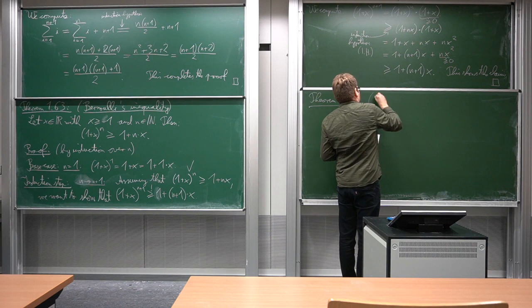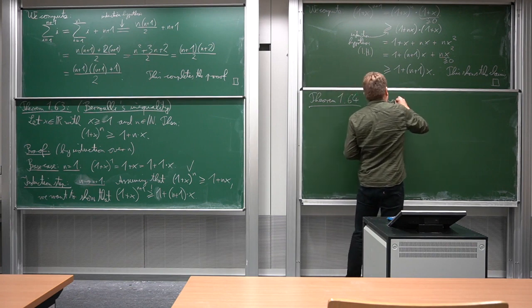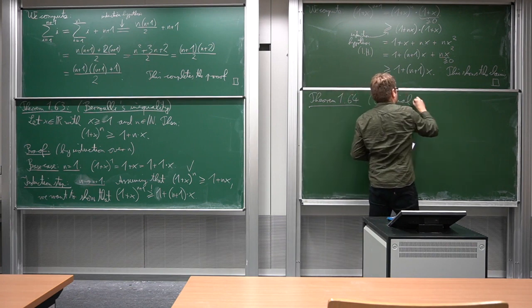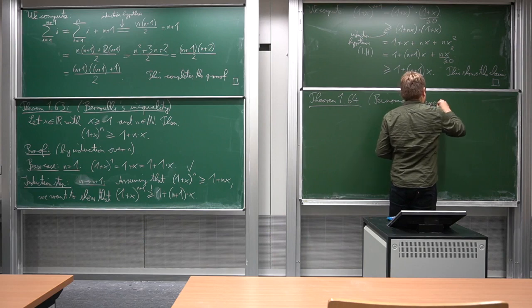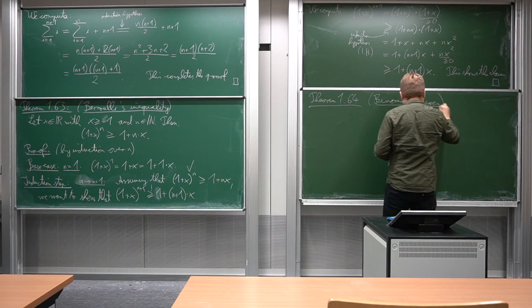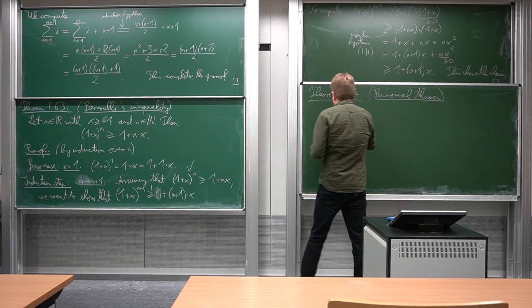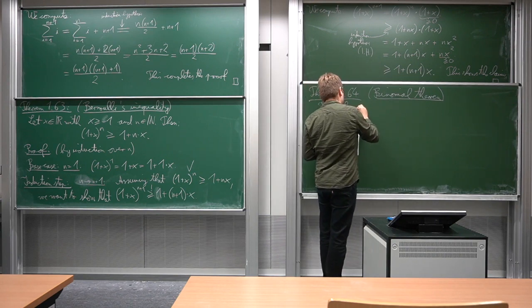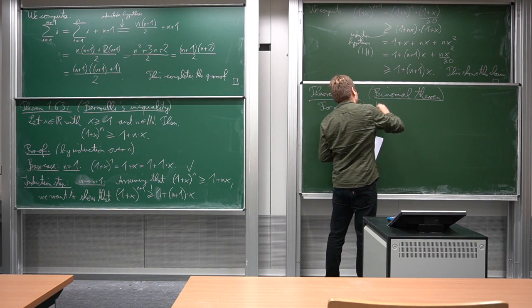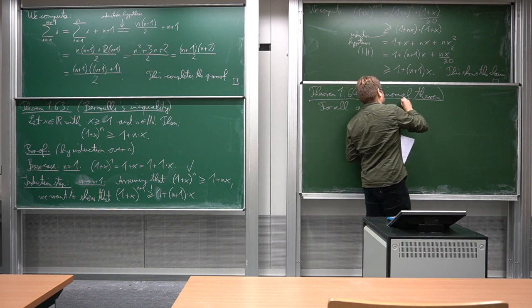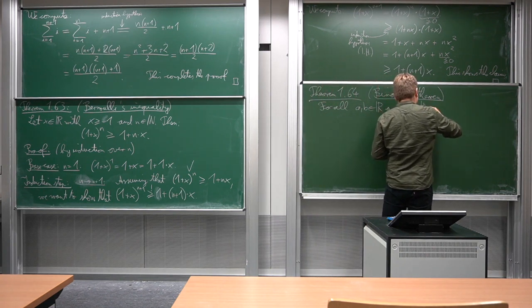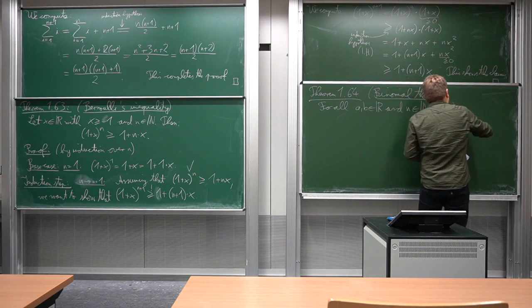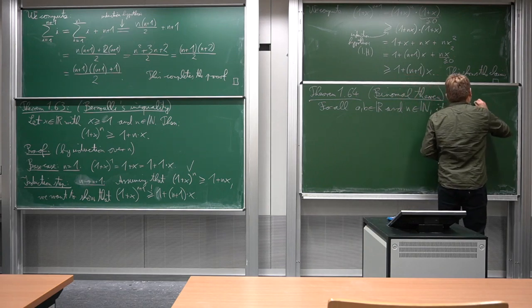Theorem 164, the binomial theorem. An extremely important result. Namely, for all a, b in R and natural numbers n, the following holds.